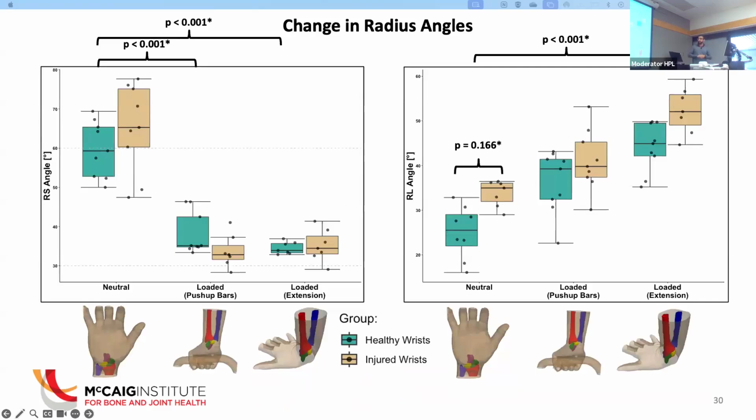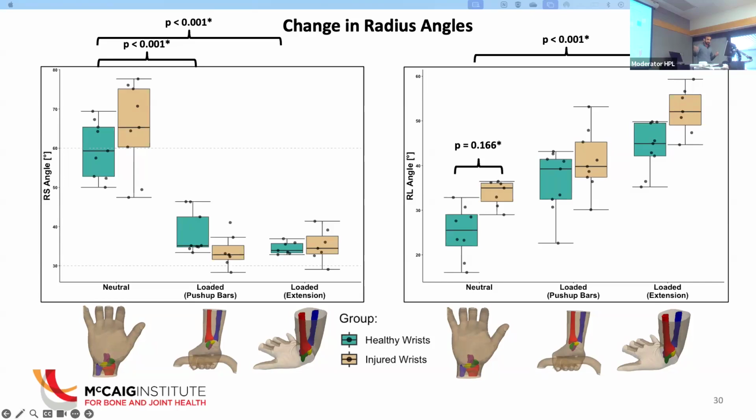Now moving on, these are the axes defined with respect to the radius, so along your forearm. The radioscaphoid angle is on the left-hand side, radiolunate is on the right-hand side. And once again, we see significant differences with respect to that unloaded position. So the decrease that we see on the left-hand side suggests that the scaphoid is extending with load, which is consistent with what we saw on the previous slide with that scapholunate angle.